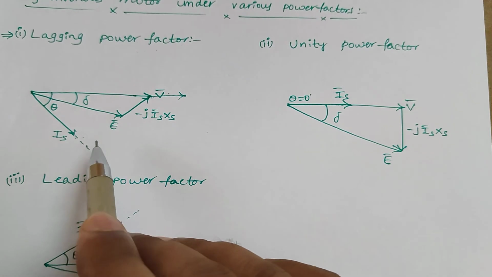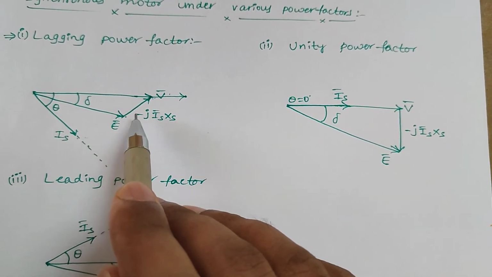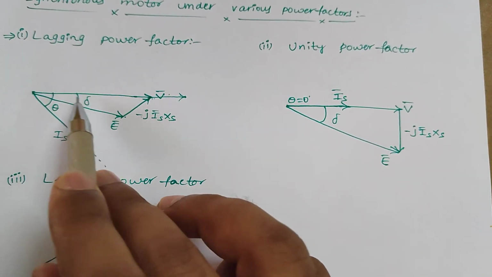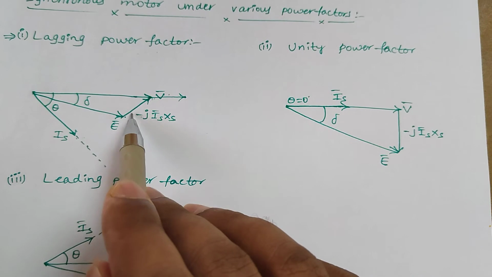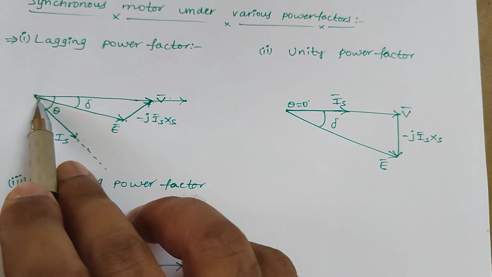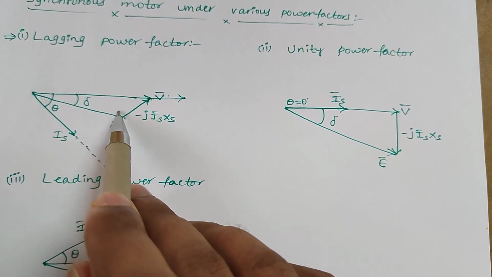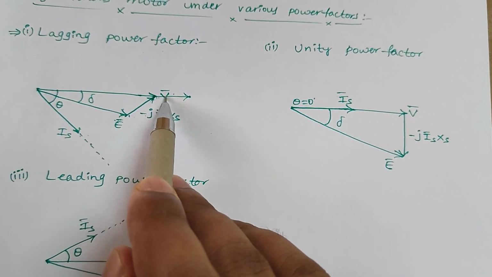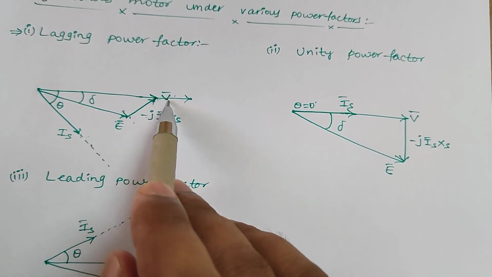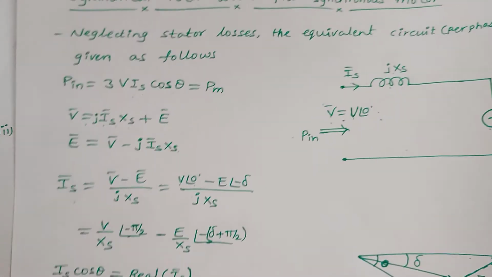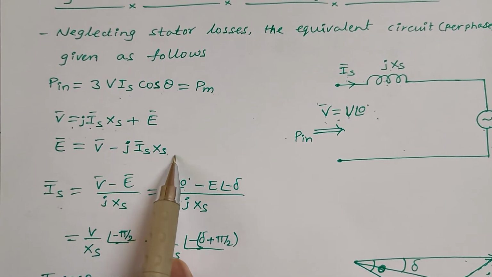Now, perpendicular to this current, we need to keep the reactance component, that is minus j into Is Xs. So this is your V, and minus j Is Xs gives the reactance component. By joining these two points, we get the E component. Your E always lags behind the voltage. So your E is equal to V minus j Is Xs.